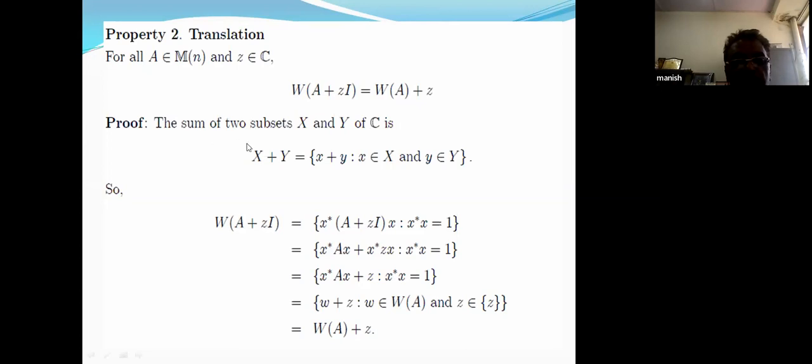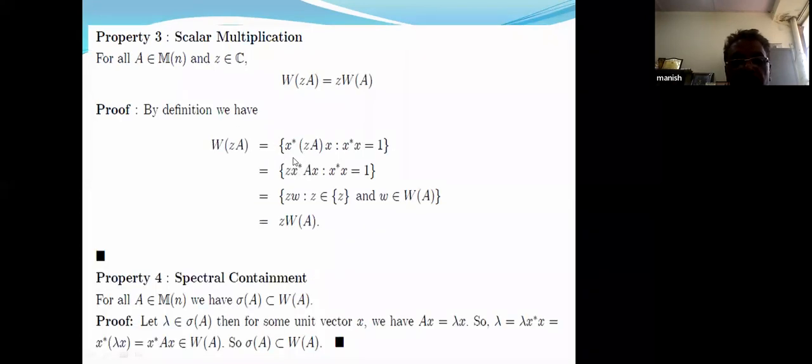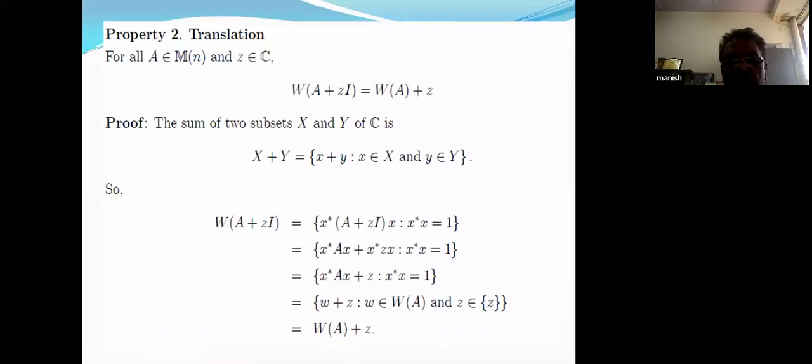Now, proof of this. The sum of two subsets X and Y is defined like this: the set of all x plus y such that x belongs to X and y belongs to Y. So numerical range of A plus zI is equal to x*(A + zI)x, where x is a unit vector. And this can be written as x* A x plus x* z x. z can be taken outside, and using x* x = 1, this equals x* A x plus z. So this is of the form w plus z, where w belongs to the numerical range of A and z belongs to a singleton set. So this is just equal to W(A) plus z.